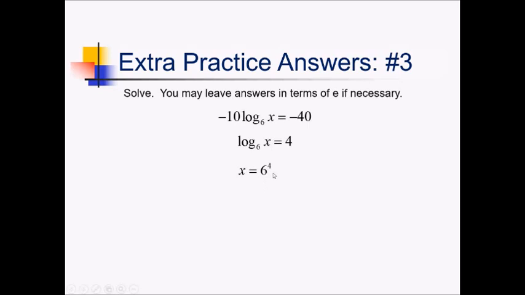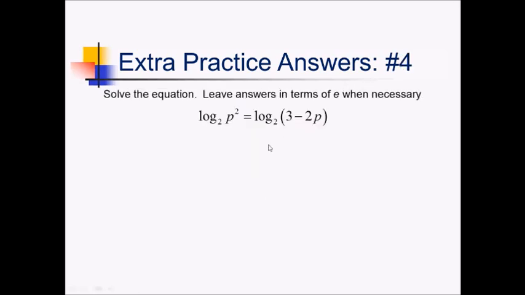Well, let's see. 6 to the 3rd is 216. 6 times 200 is 1200. 6 times 16 is 96. So that's going to be 1296 altogether. And if I plug that back in, I'm not taking the log of a negative number or 0. So we're good to go.